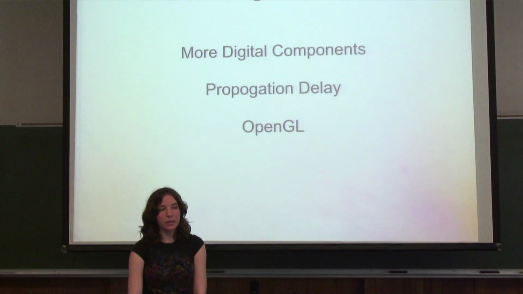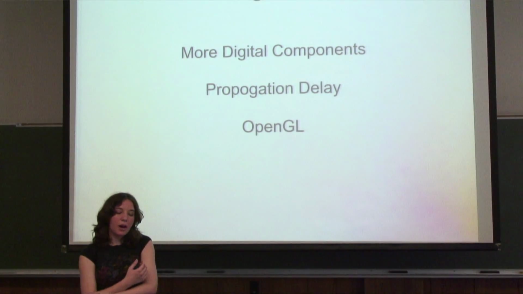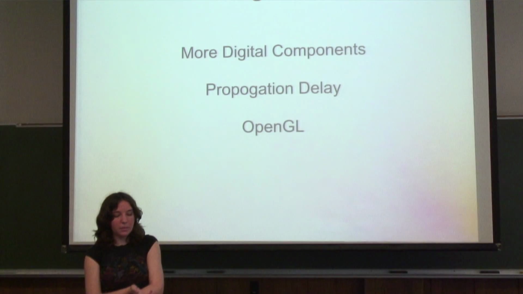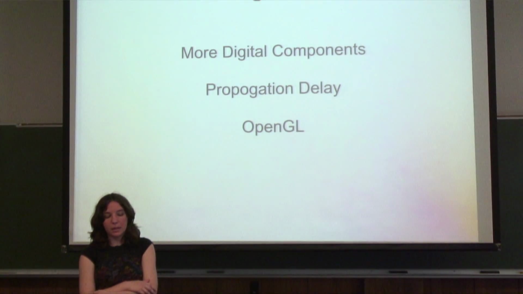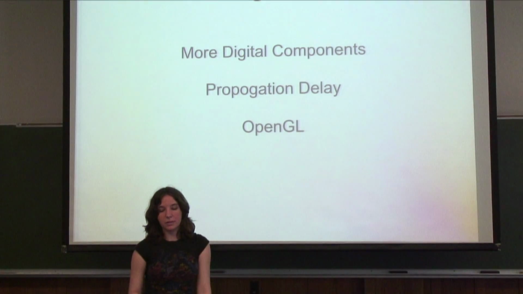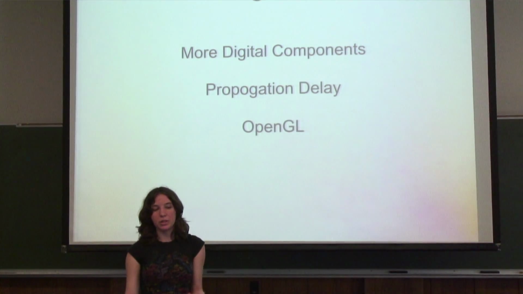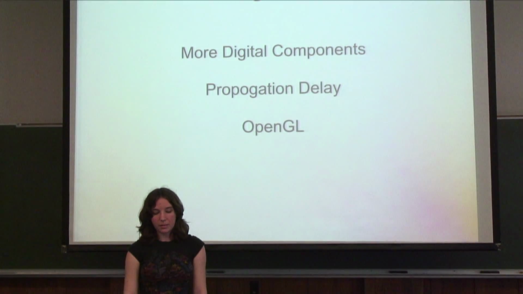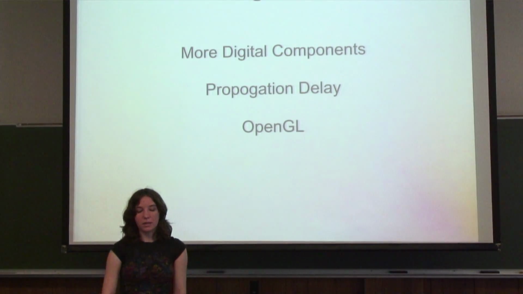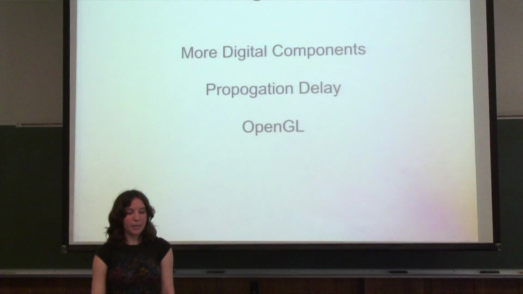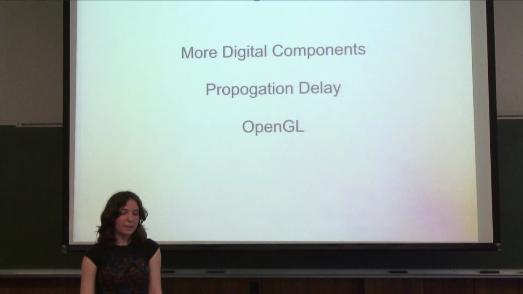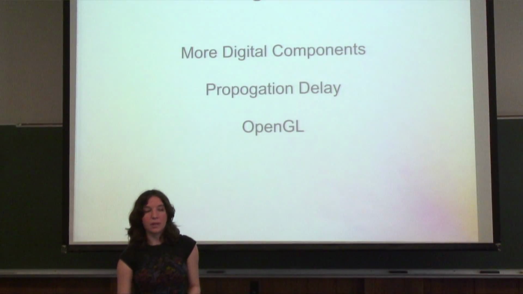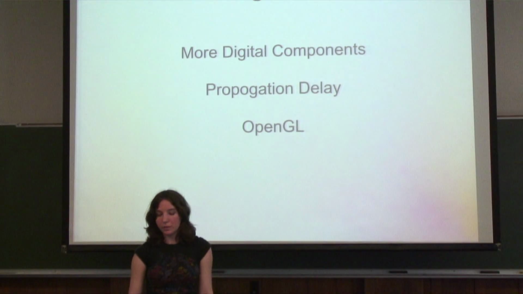So what have I done this summer? I added additional components to the library, and I mostly focused on the 74 integrated chip series. My program now can deal with propagation delay, which is just the time it takes for an output to react to a change in the input. That's important for the designer to be able to analyze, because if you don't analyze that, then you'll get output that you don't expect. So it's good to have a program that analyzes that for you. And I learned OpenGL because I'm using that for the GUI, which I'll start working on in the fall semester.